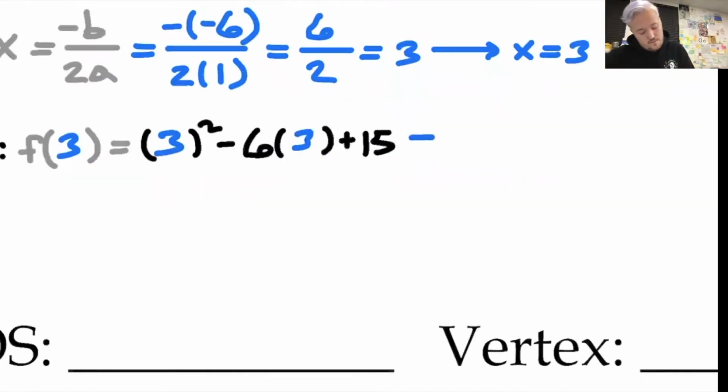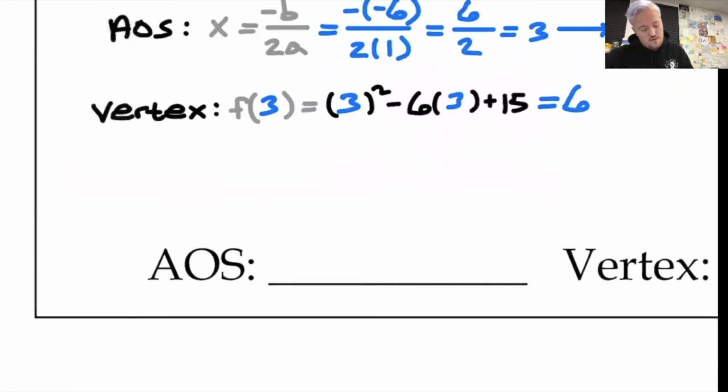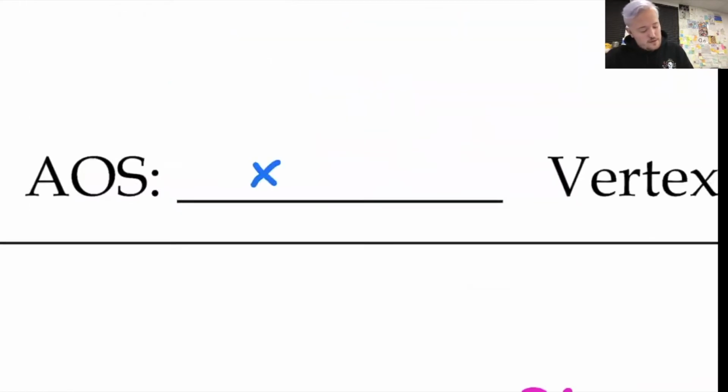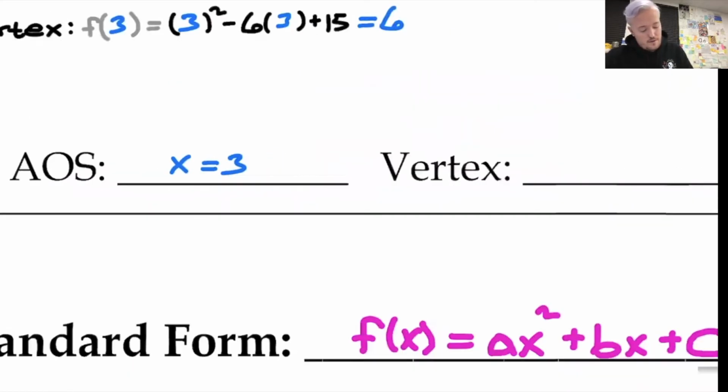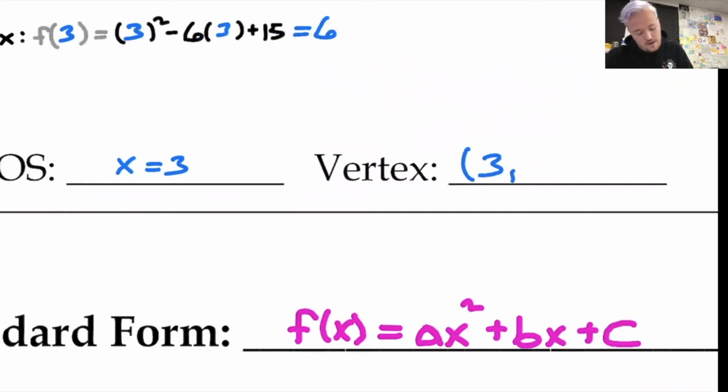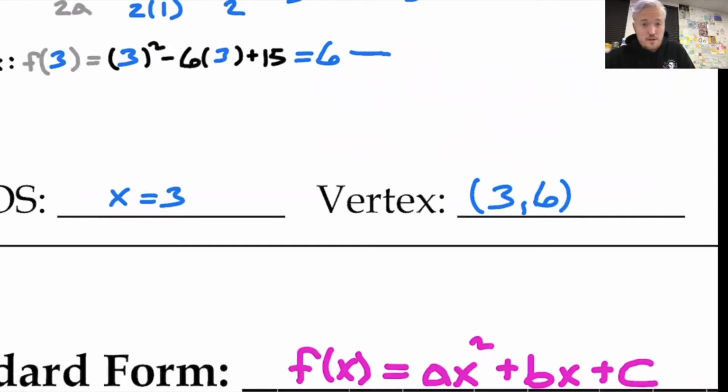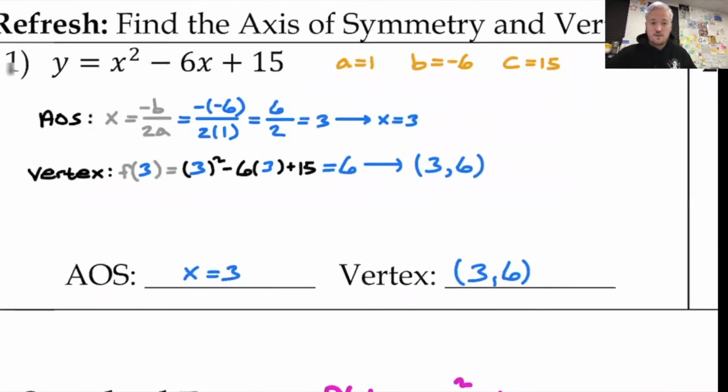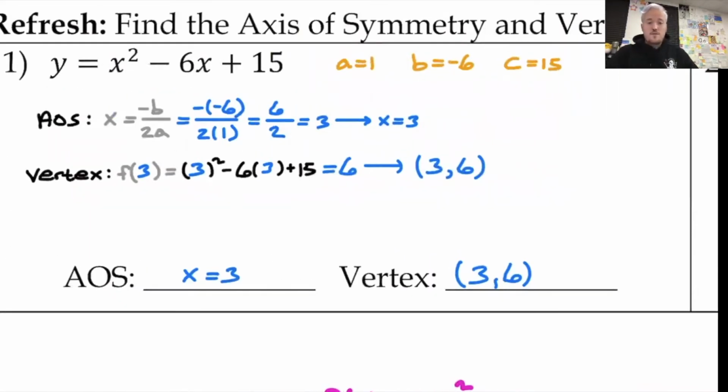All right. So I know my AOS is going to be x equals 3, and then my vertex is going to be an x value of 3 with a y value of 6. So remember, once you plug it in, the AOS is your x value of the vertex, and what you find is the y value of that vertex. This is the general structure of how I would recommend you solve these problems, but as long as you have your organization and setup, you're good to use whatever setup you have.